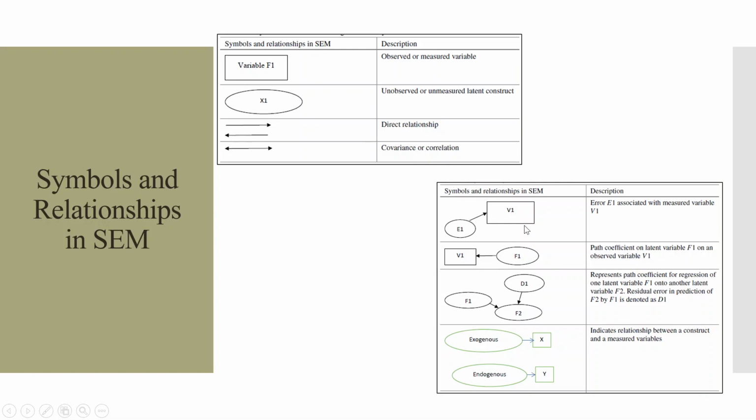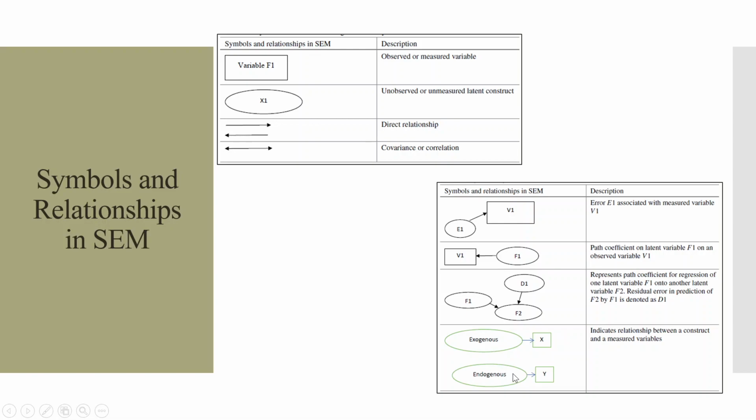If we draw this type of diagram, it means that error E1 is associated with the measured variable V1. If we draw this diagram, it means the path coefficient of latent variable F1 on an observed variable V1. This diagram means the path coefficient for the regression of one latent variable F1 onto another latent variable F2. Residual error here is denoted by D1.